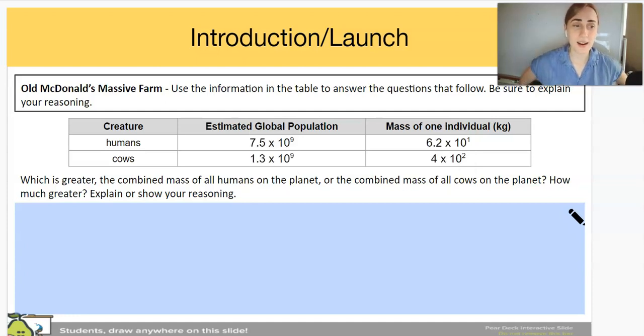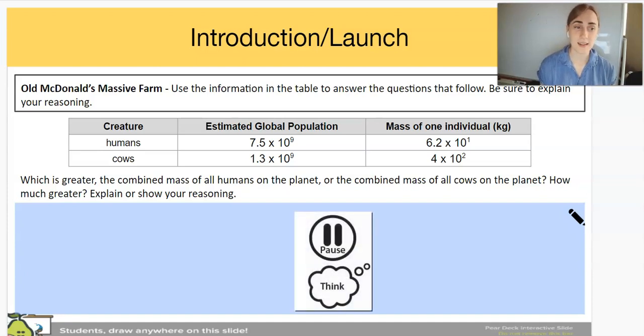Alright, here are our scientific notation quantities. We have the estimated global population of humans is 7.5 times 10 to the 9th power. The estimated global population of cows is 1.3 times 10 to the 9th power. The mass of one individual human is 6.2 times 10 to the 1st power kilograms. And the mass of one individual cow is 4 times 10 to the 2nd power kilograms. Take your time, do your thinking, and show your answer in the blue box.